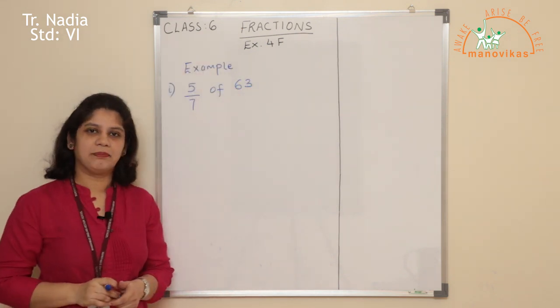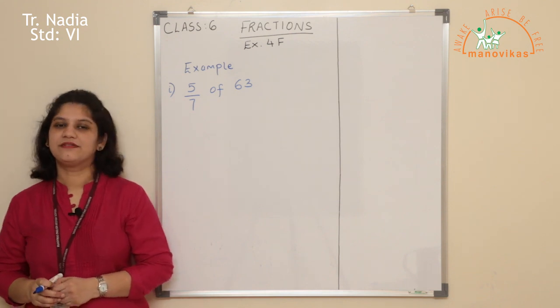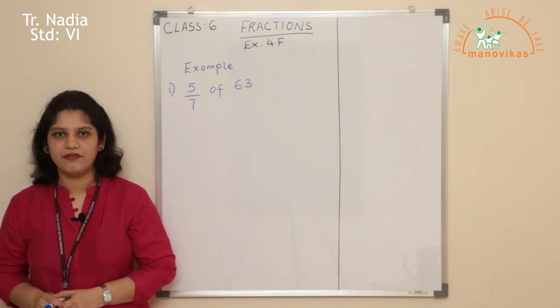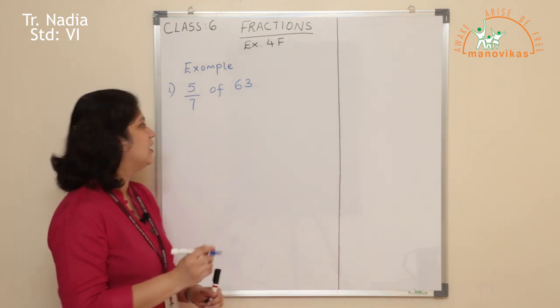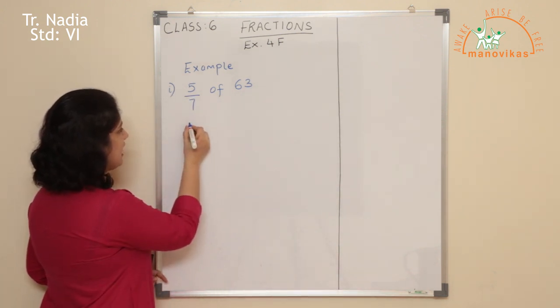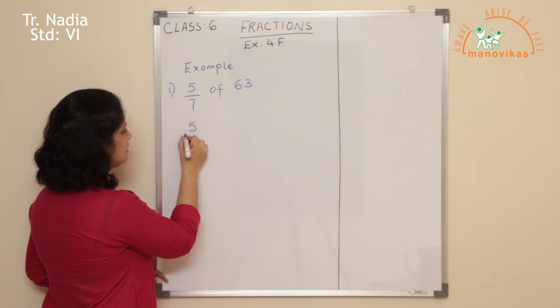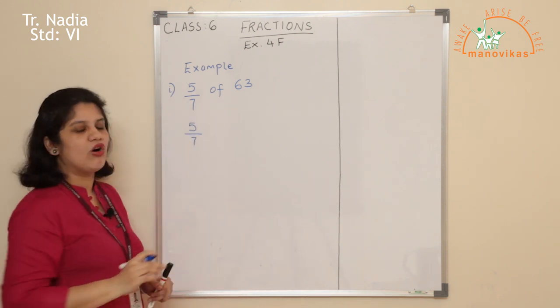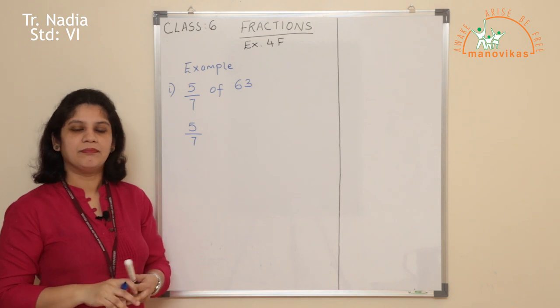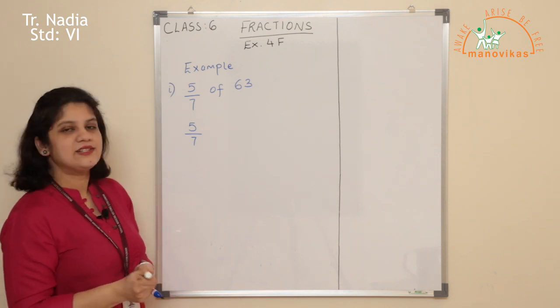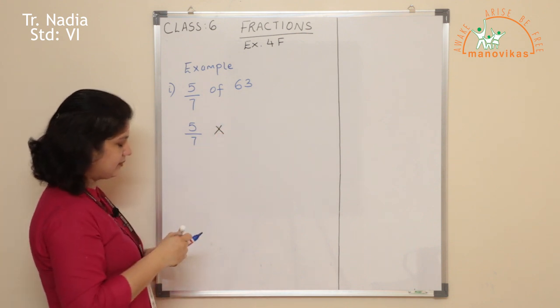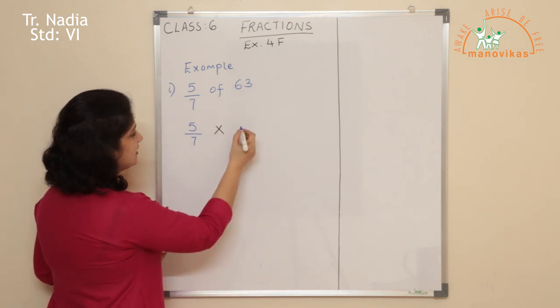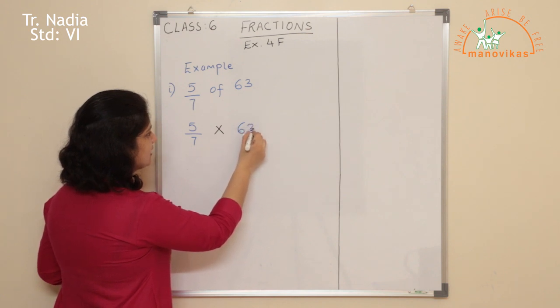Okay, in this example, we have to find out what is 5 upon 7 of 63. Now, what does this word of mean? You just have to write the fraction as it is, 5 upon 7. The word of means nothing else but multiplication. So, in place of the word of, I will put the multiply sign. This next number was 63, so I will put the 63 as it is.